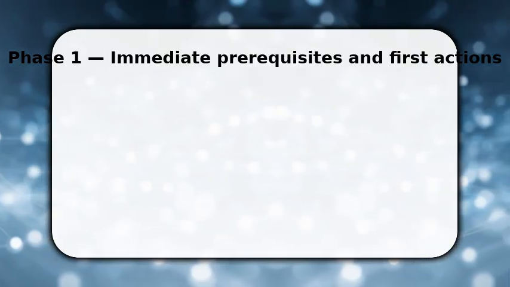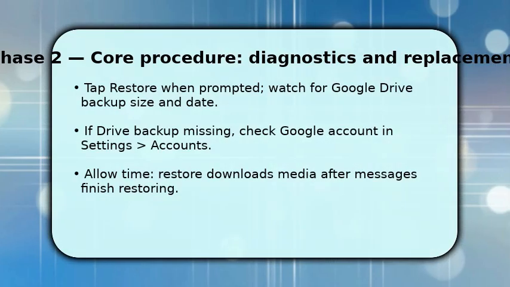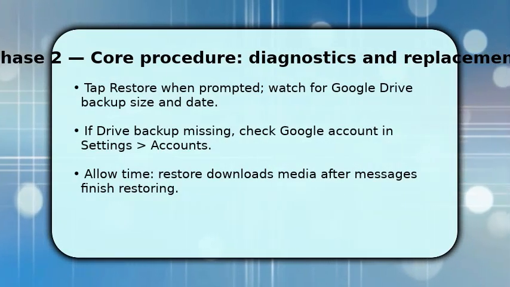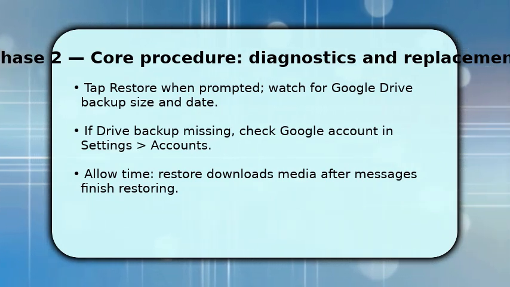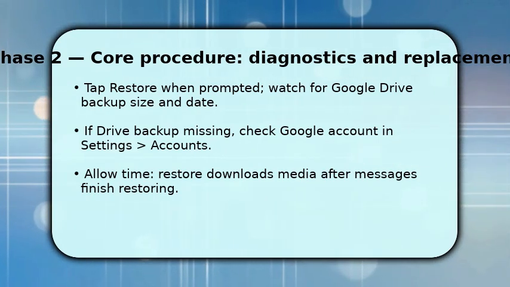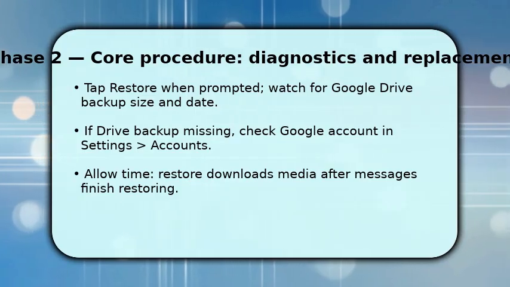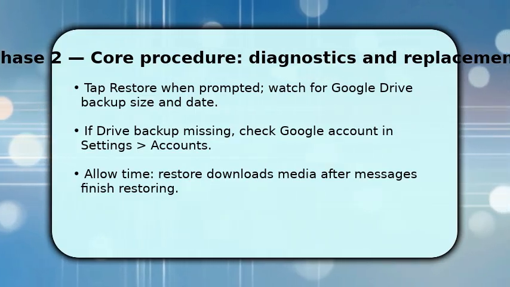Then open WhatsApp and tap Agree, and you'll see Restore when WhatsApp finds a Google Drive backup. Tap it and watch the displayed backup size and date to confirm it's the right one. While restoring messages from Drive, the app may later download media, so be patient and keep Wi-Fi on.